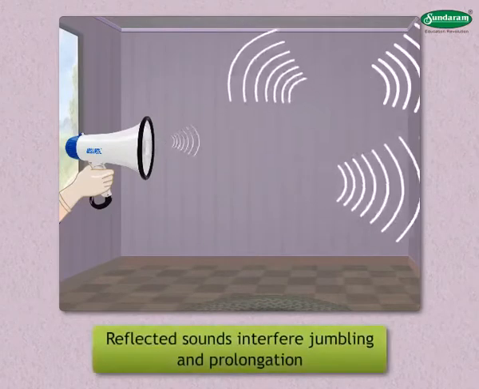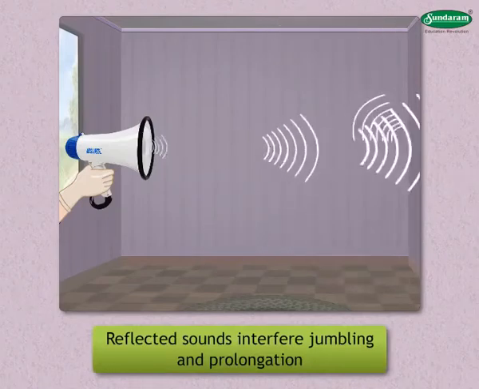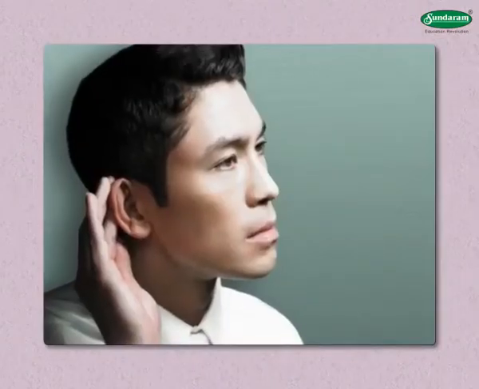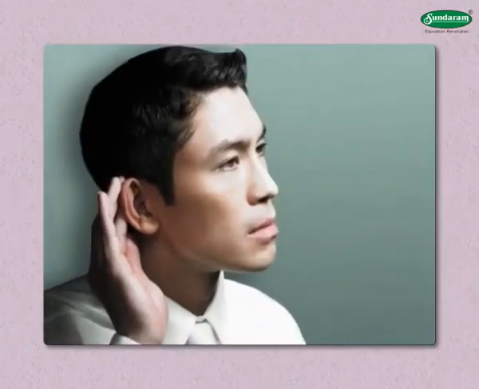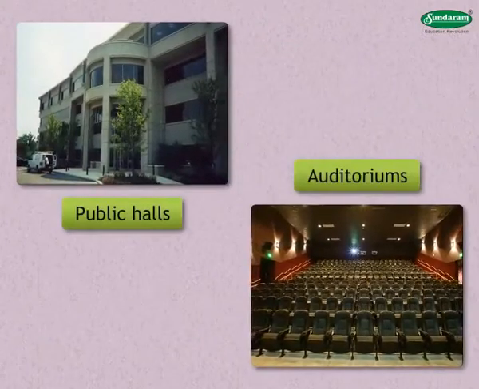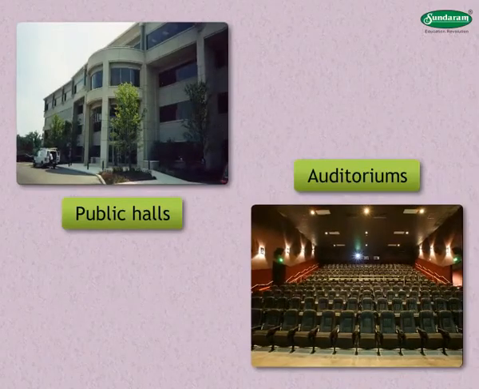But these reflected sounds interfere and cause a jumbling and prolongation of sound in the room. Due to this pitch, music will not be heard distinctly. Some public halls or auditoriums are considered acoustically poor because of reverberation.